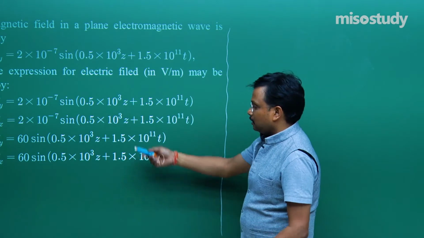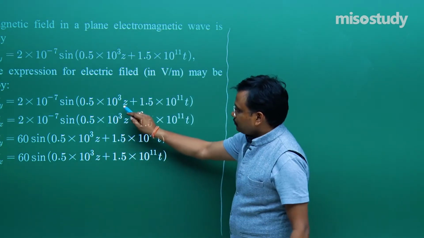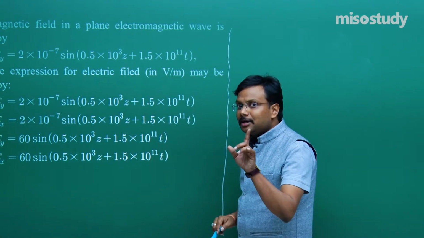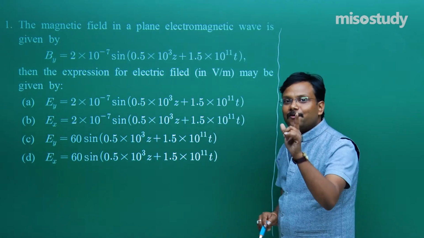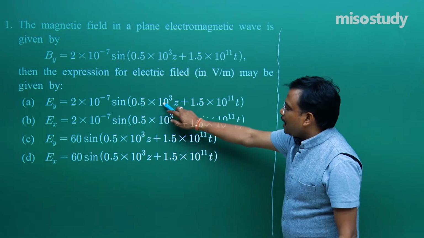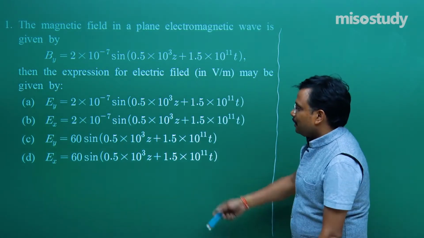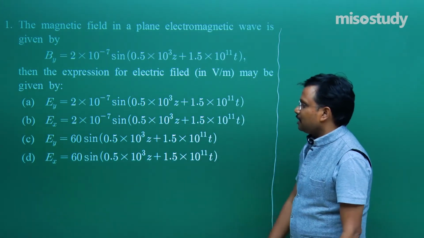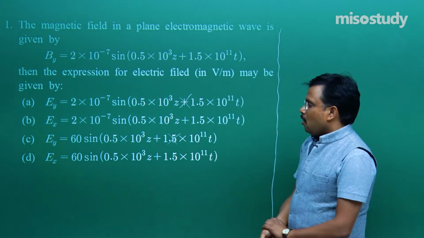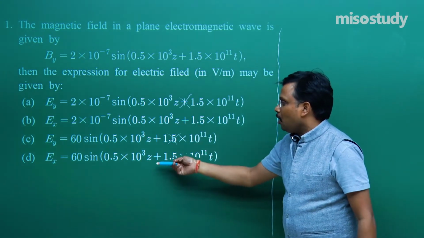Let's look at the terms inside. Here the wave number is along the z axis, so obviously the only remaining possibility for the electric field E is x. It means A cannot be an option, C cannot be an option. The only possibilities are Ex, that is B and D. Then try to find out which one is the correct option, B or D.